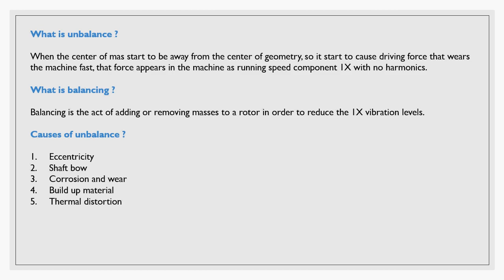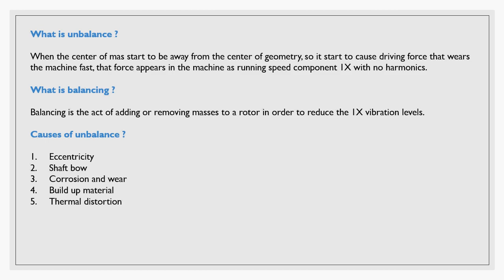First, let's talk about what unbalance is. When the center of mass starts to be away from the center of geometry, it causes a driving force that wears the machine fast. This forcing frequency appears on the vibration spectrum as a component at 1x with a high amplitude, with no harmonics or with very low amplitude harmonics. And what is balancing, which is the opposite of unbalance? Balancing is the act of adding or even removing mass from or to the rotor in order to reduce the effect of the 1x vibration levels.